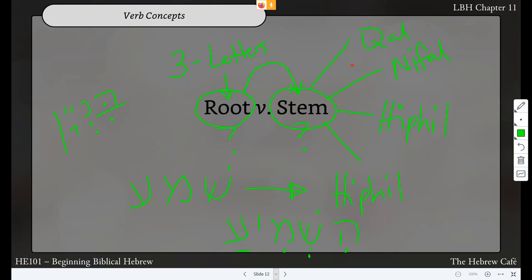Okay, so stem can be kal, it can be nif'al, which is like the passive of the kal. Hif'il, huf'al, hitpa'el. There are seven stems that we will learn eventually. It all looks like a mess right now, but basically we're dealing with roots that are expressed in these patterns that we call stems.